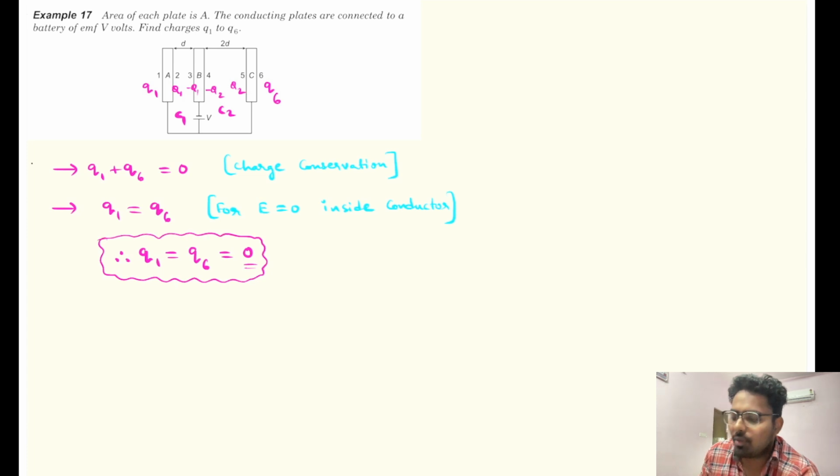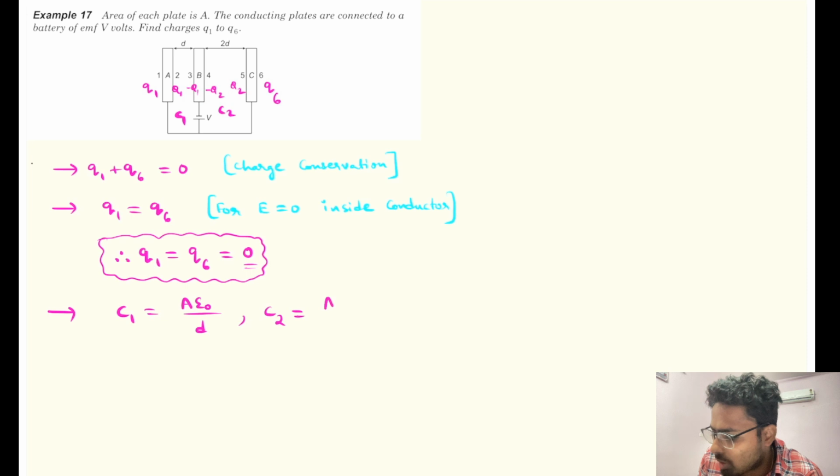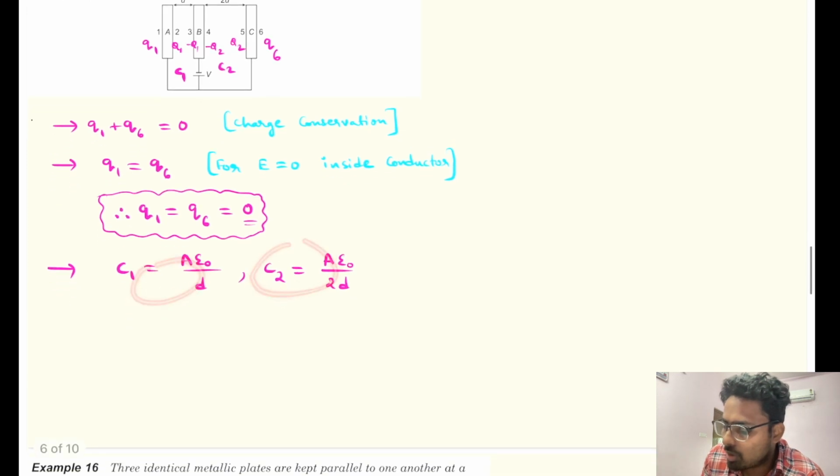Okay. Let's say for suppose they are asking you to find the charge, let's say Q2, or else let's say they are asking you to find the charge Q5 or Q4, whatever it is. Let us analyze that situation as well. First let me write C1. C1 is nothing but A epsilon naught by D, where C1 is this capacitor. And similarly let me write C2. C2 is nothing but A epsilon naught by 2D. Right. So I got the value of C1 and C2.